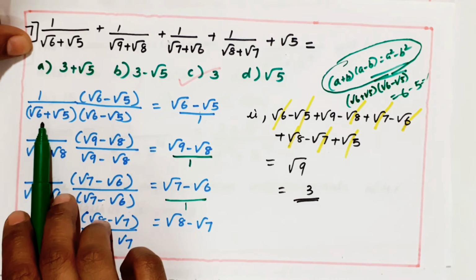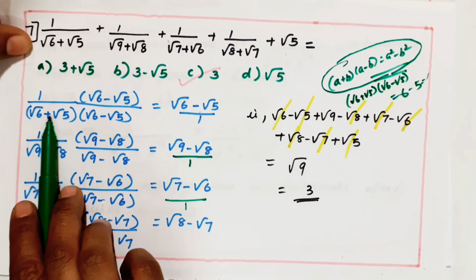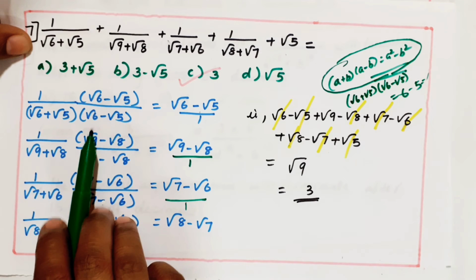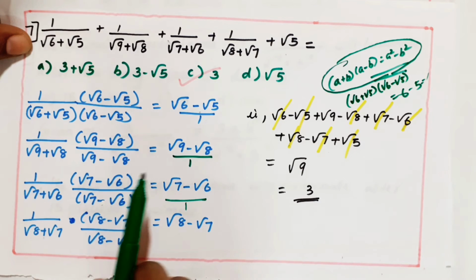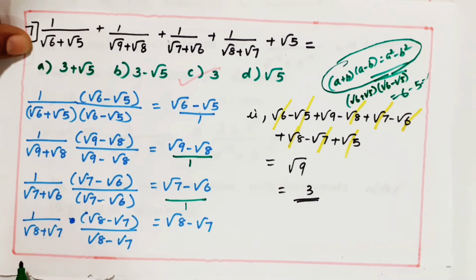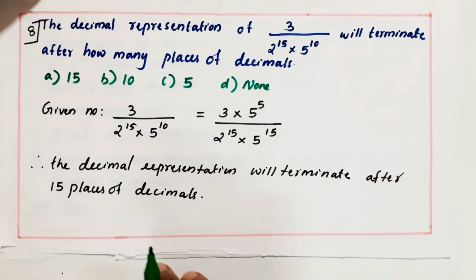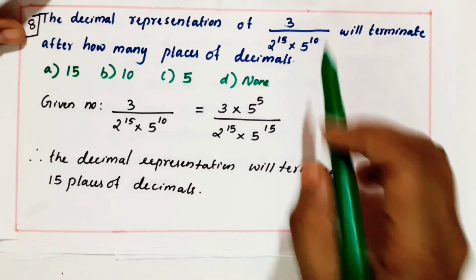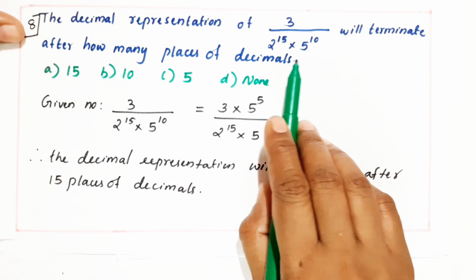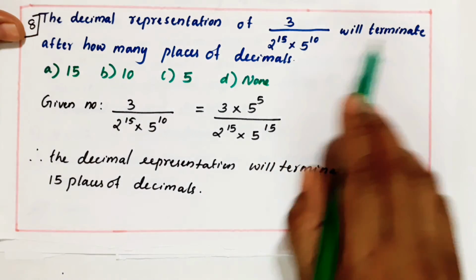See the denominator term. If the denominator term is plus, multiply both numerator and denominator with a negative term. If the denominator term is negative, multiply both numerator and denominator with the plus term. Clear? Next question.